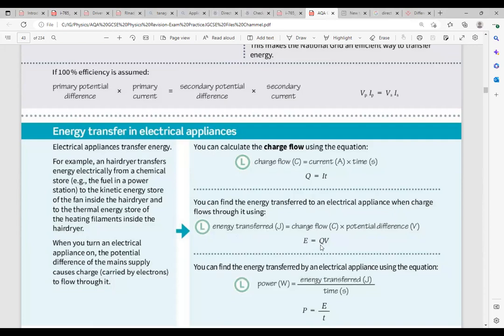Energy equals QV. So the power, we took power equal IV, but power is measured in watts, and the energy transferred is measured in joules, equal to charge multiplied by potential difference. So now we need to have a relationship between the power and energy. Power and energy. So let me explain it to you here.